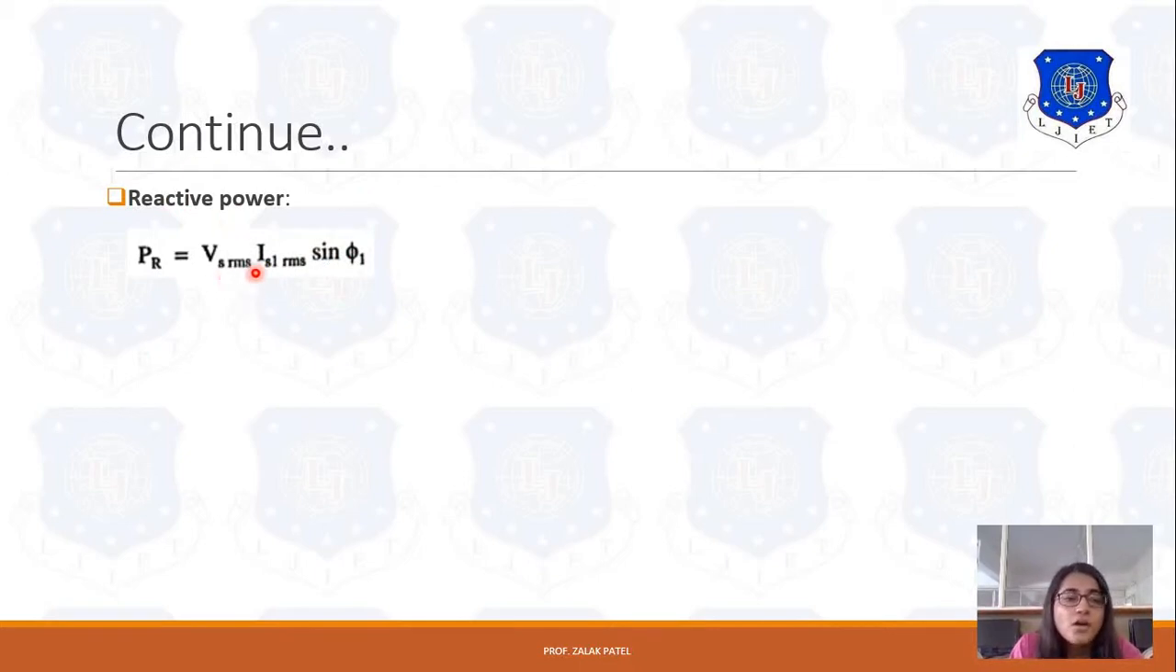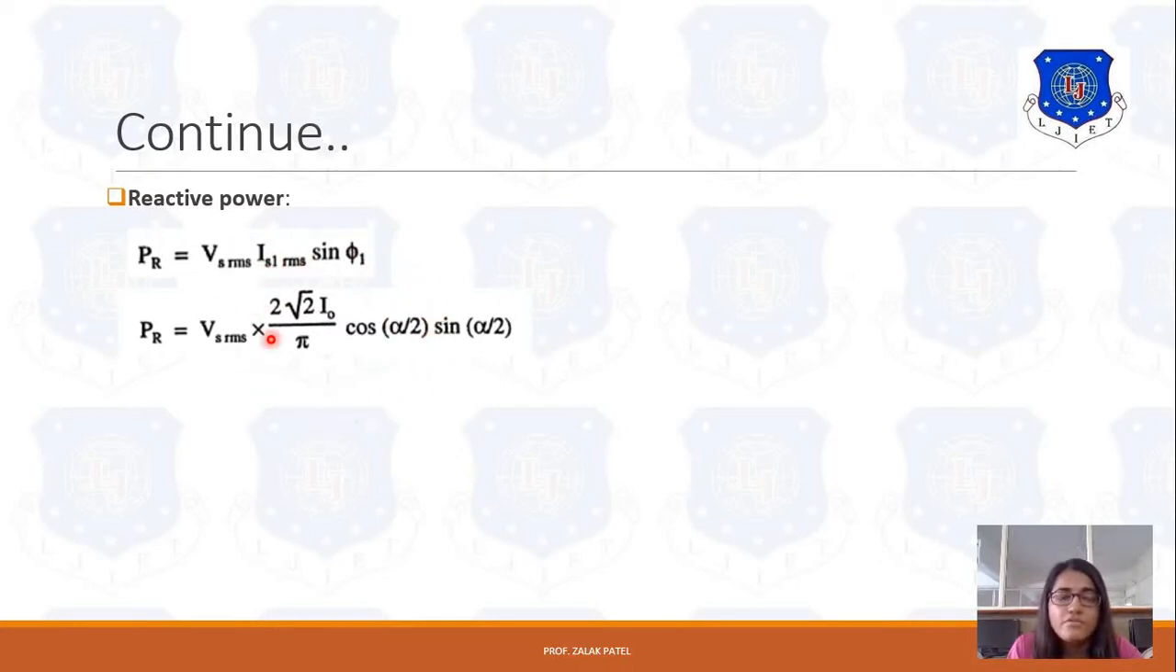So now if we put all the values here: Vs RMS means supply voltage RMS value, this is the fundamental value of supply current, and this is the power factor. So if we put the values, it will be like this. Again we put Is1 RMS value, that is 2 root 2 I0 upon pi cos alpha by 2. This is the value of the fundamental component of supply current, into sin alpha by 2. This phi can be written in terms of firing angle or delay angle, so sin phi 1 is equal to sin alpha by 2.